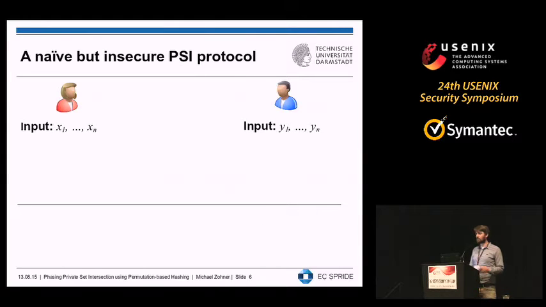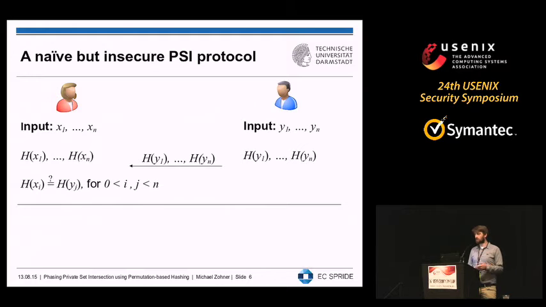So if you encounter the problem of private set intersection first, what you might come up with is the following solution. Here, Alice has some input elements X, Bob has some input elements Y. And what they do now is they simply hash the elements. And then Bob sends the hashes of his elements over to Alice, who simply compares them and checks whether there's an intersection. So clearly, this is extremely fast, as it just involves one hash function call per element on both sides, and Bob only needs to send the hashes of his elements over.